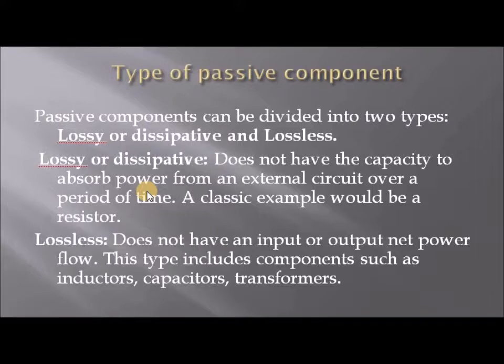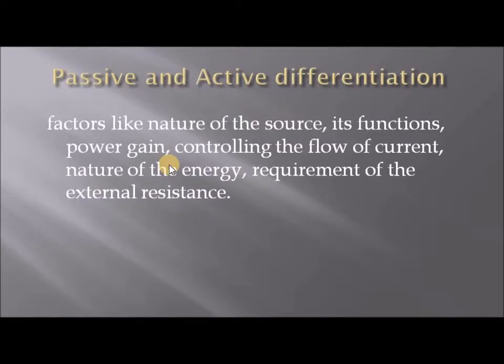Now let's start with lossy. Lossy does not have the capacity to absorb power from an external circuit over a period of time, and an example of lossy is a resistor. While lossless does not have an input or output net power flow. This type includes components such as inductor, capacitor, transformer. Now let's proceed with passive and active component differentiation.